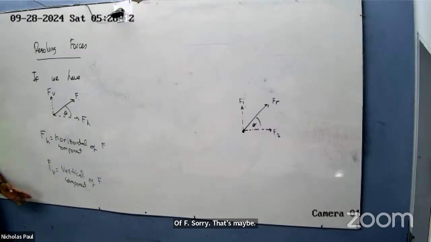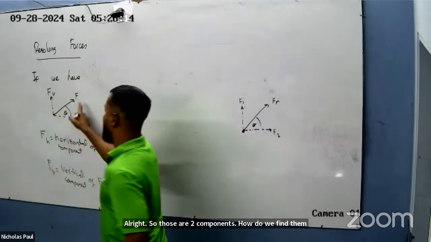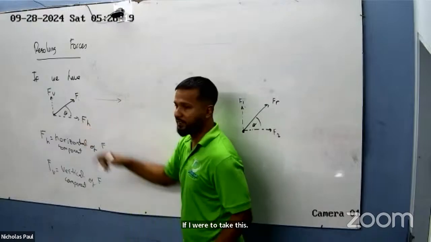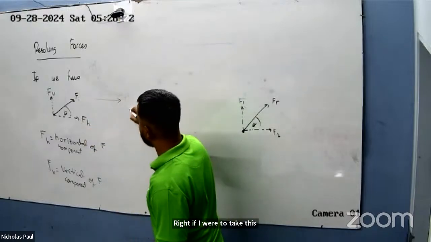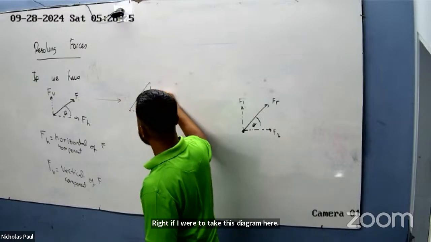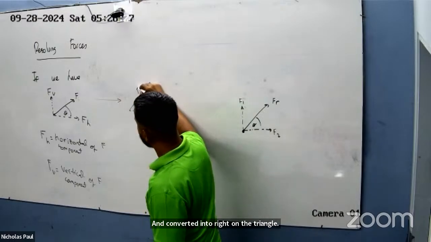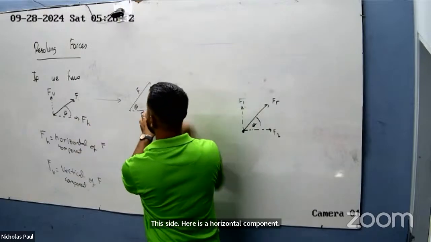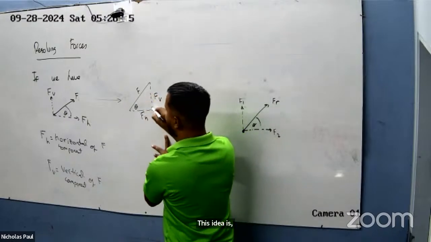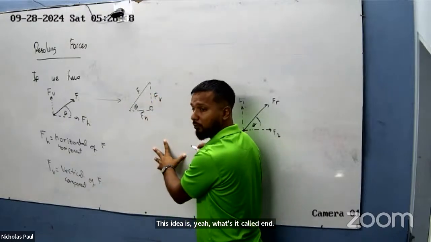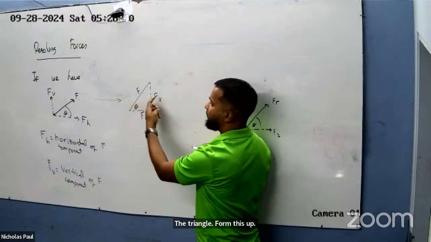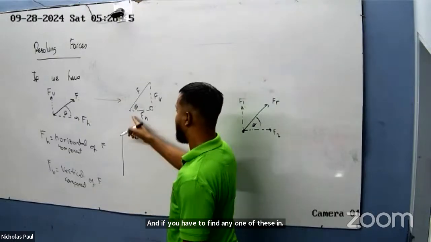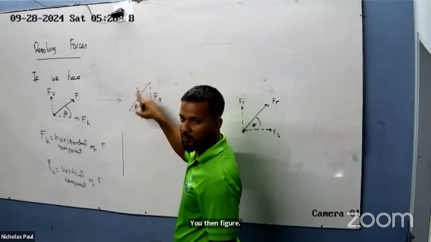How do we find them? Well, simple. If I take this diagram and convert it into a right angle triangle, here's theta, here's F. This side is the horizontal component. This side is your vertical component. The triangle formed is a right angle, and if you have to find any one of these, you use trig ratios, because most likely this is what you will have.